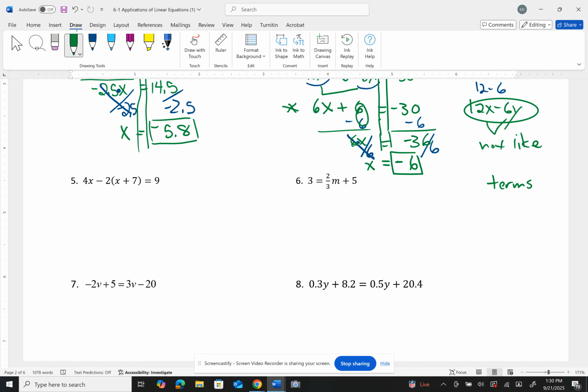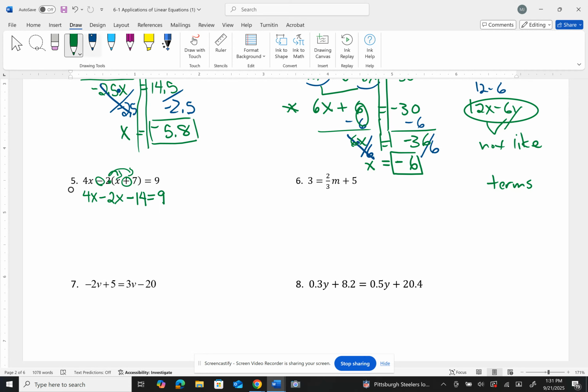So on question number 5, I have this 4x minus 2 business going on, and that 2 has an understood multiplication there. So multiplication has to happen before I can do all this adding and subtracting, you see. So I'm going to distribute that 2 to remove the parentheses. So that'll be 4x minus 2 times x, and then see how there's a negative times a positive? That's going to be minus 14, and then bring down equals 9.